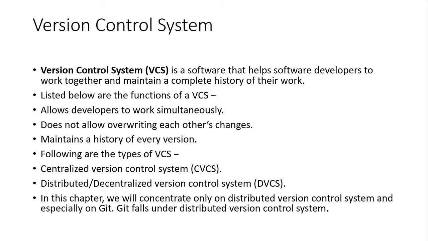What are the functions of a VCS? It allows developers to work simultaneously, so multiple developers can work on the same project, the same code base, without many conflicts. That is the main idea of a version control system, right? Otherwise it would be very tedious to work like that.